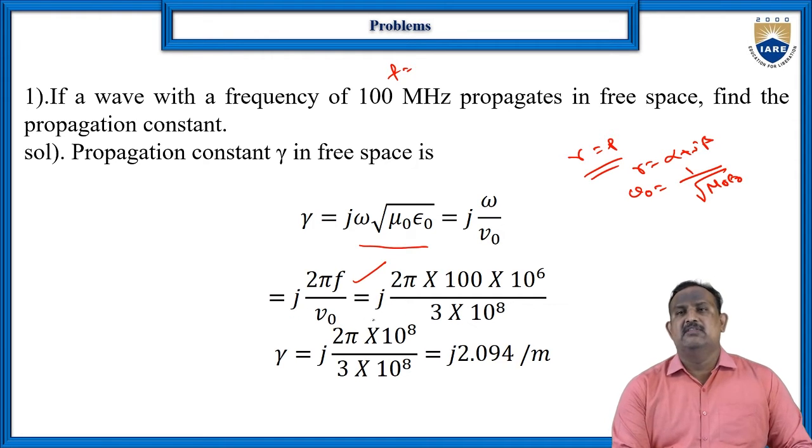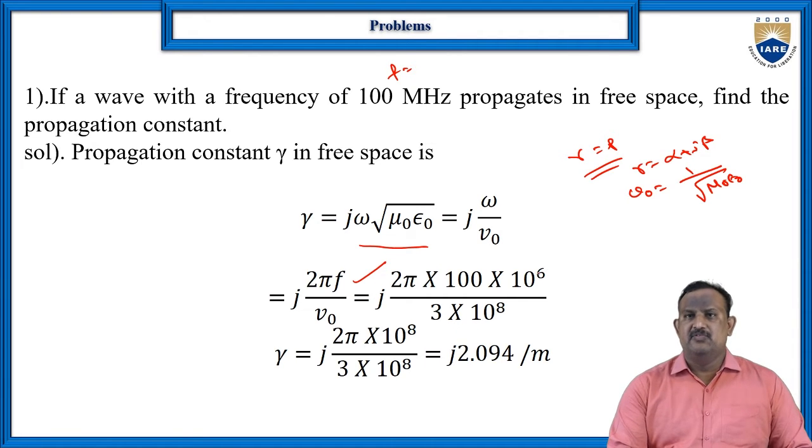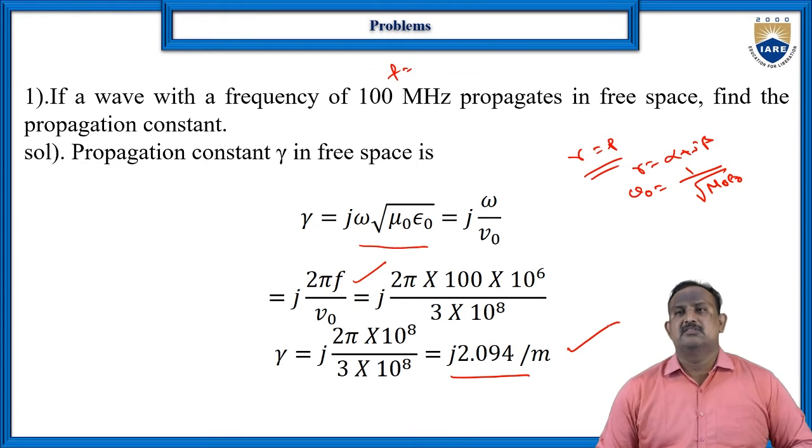V naught is the velocity of light. Therefore, j into 2 pi into f, which is 100 into 10 power 6, divided by 3 into 10 power 8. If we cancel the terms and simplify the expression, we have j into 2.094 per meter. So it is the propagation constant.